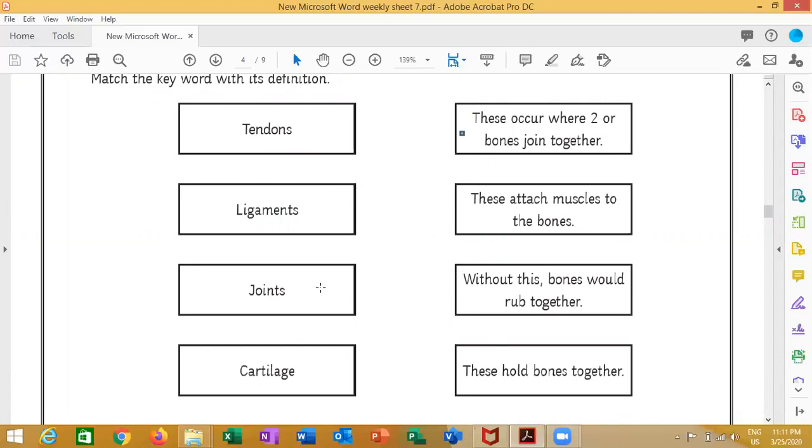What is meant by joint? Of course, the place where two bones meet each other. Here, the place where two bones join together. What is the function of cartilage or definition of cartilage? Without this, the bones would rub together. So the function of cartilage, it prevents the friction between the bones or prevent the rubbing between the bones.